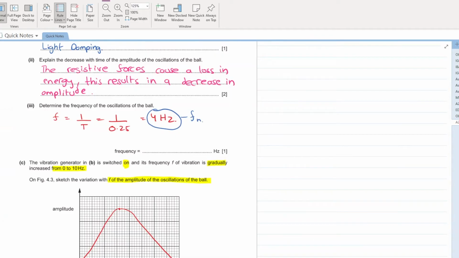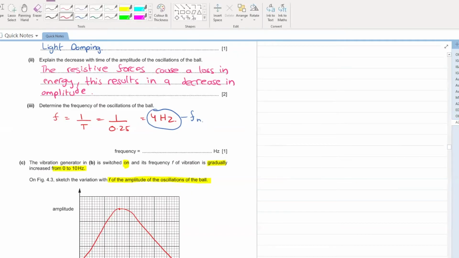Sir, do we have to specify resistive force like friction? If you do that, that's a plus. If someone writes here, let's say, the resistive forces such as air resistance cause a loss in energy, you can write that as well. That's a plus. All clear? Any other questions here?